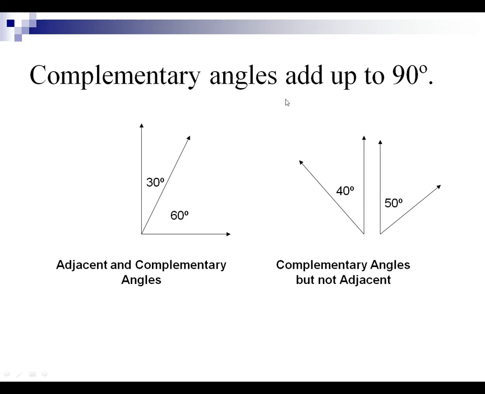Complementary angles add up to 90 degrees. So these two are adjacent and complementary. 30 and 60 makes 90. These are complementary but not adjacent. They still add up to 90. So complementary angles add up to 90 degrees.